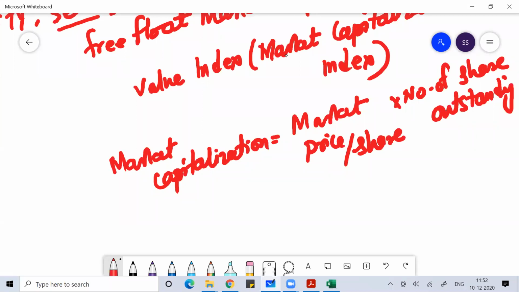The impact cost is the extra cost which you need to pay for the liquidity of the stock. Liquidity of the stock is very important when the stock is trading in the market. Many companies perform such kinds of trading in the market, whereby they try to reduce the number of outstanding shares.